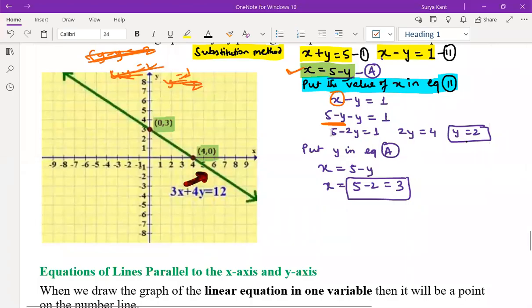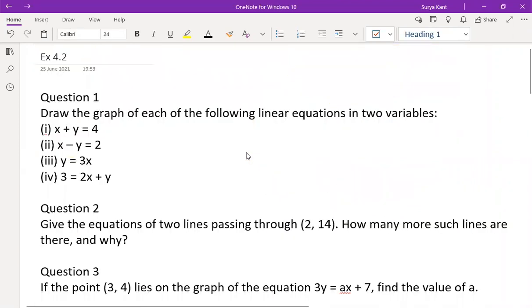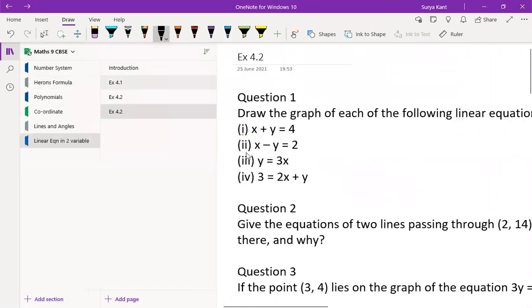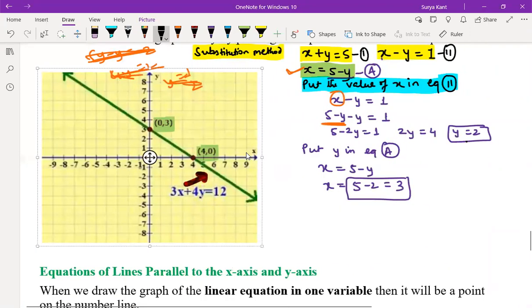This question, what you can see over here, x plus y is equal, you can see, right? Yes, sir. We can see the question. This is the question. You can do it by two methods. Right now you have learned two methods.